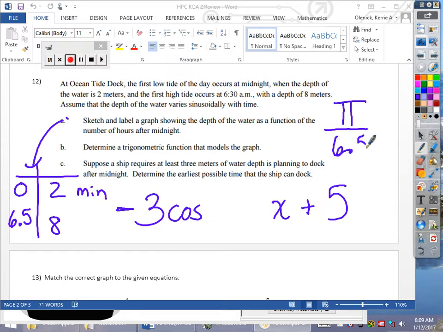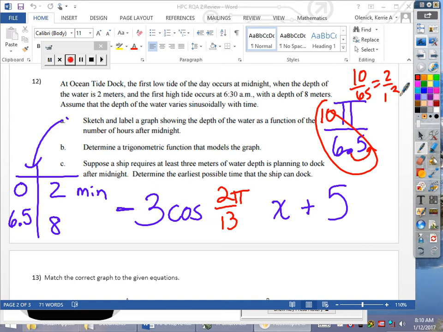6.5. I did not show you guys this cool trick yesterday, and I am sorry. So I'm going to show you now. I don't like decimals and fractions, right? If I move this over one space, it's no longer a decimal. How do I move it over one space? Multiply by 10. So what I do to the bottom, I have to do to the top. So 10 over 65. Okay? 10 and 65 are both divisible by what number? 5. So it ends up giving me 2 pi over 13, because 10 over 65 is 2/13.